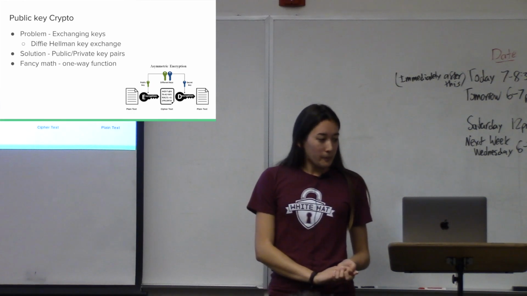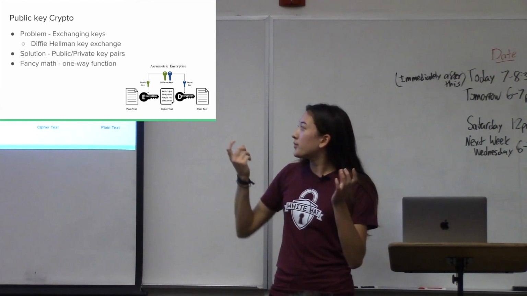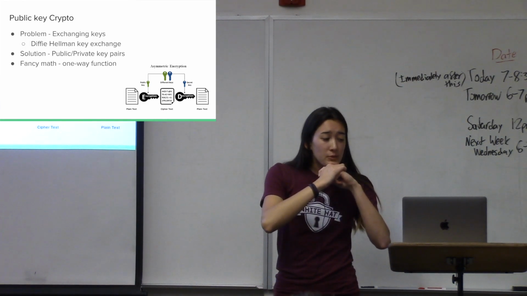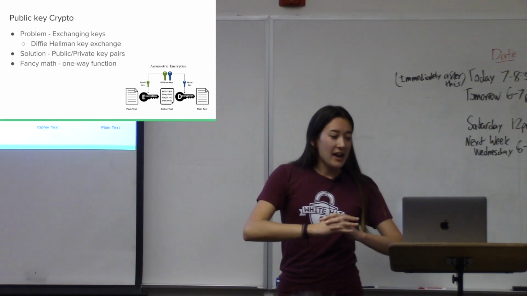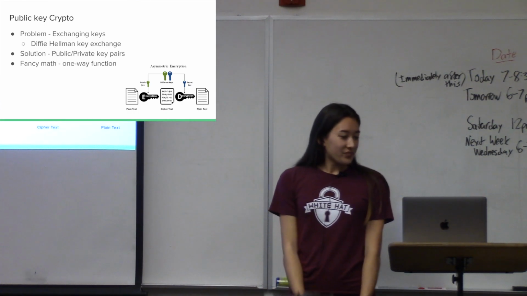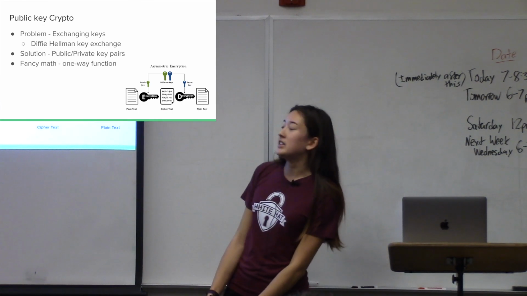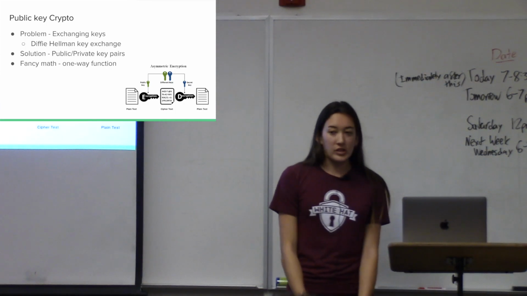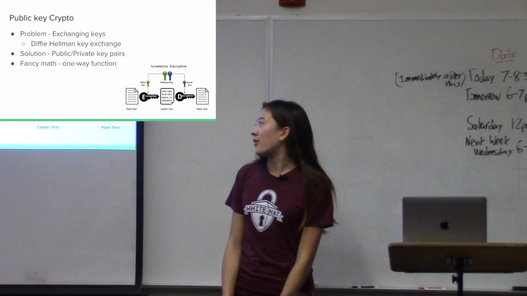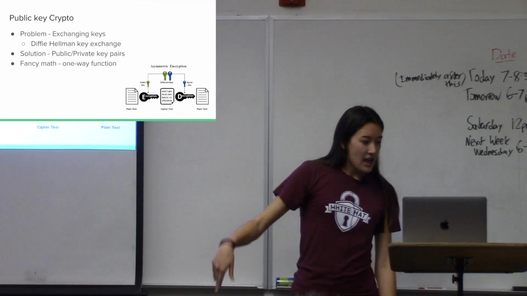Cool, so now moving into public key crypto. So public key crypto, like I said before, is when you have two different keys for encryption and decryption. And one of the cool things that we can do with public key crypto is actually exchange keys so that we can use symmetric key encryption. And this is done through the Diffie-Hellman key exchange algorithm, which is an algorithm that was come up with by some very smart people about how to exchange keys. And I'll go into that later.